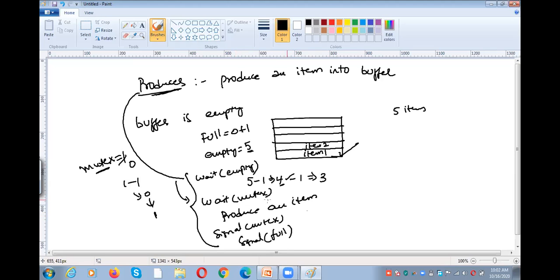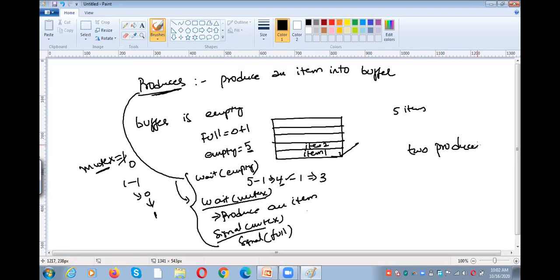on signal of mutex. Like that, whenever the producer is going to produce an item, before producing an item you need to perform the wait of mutex. After producing an item, you need to perform the signal of mutex. Why? Because when the producer is producing something, no other producer is allowed to add an item. Two producers cannot add an item to the buffer.